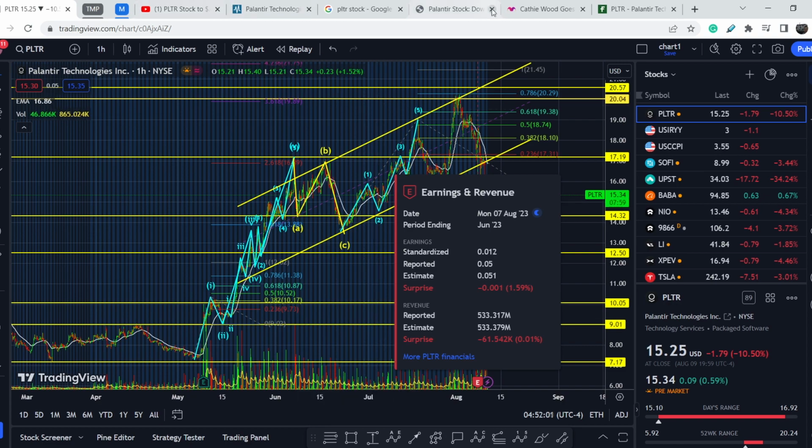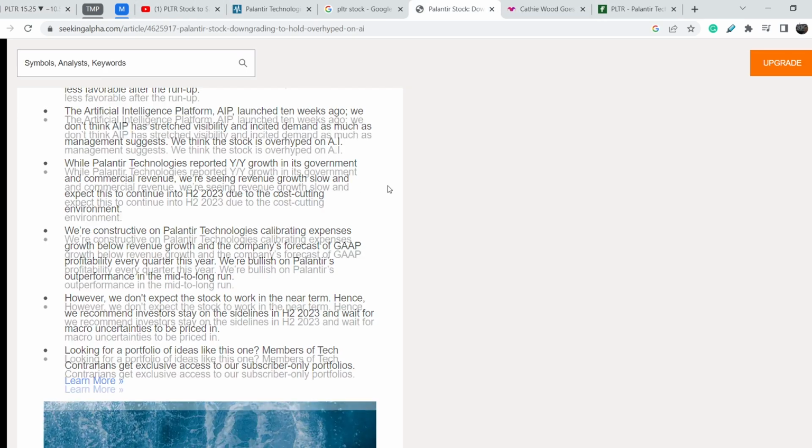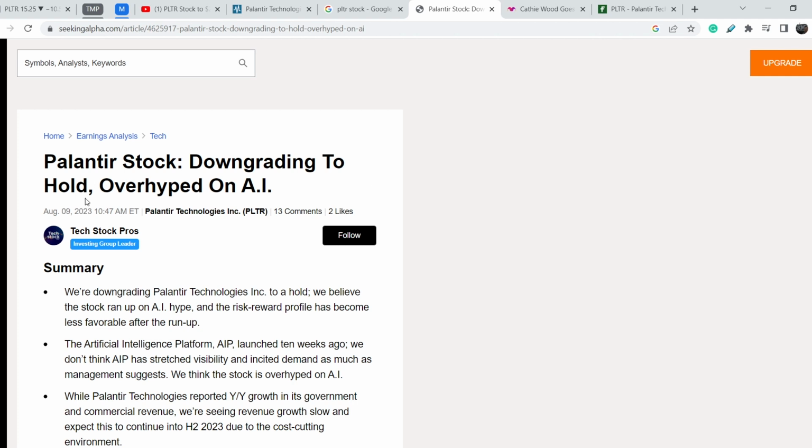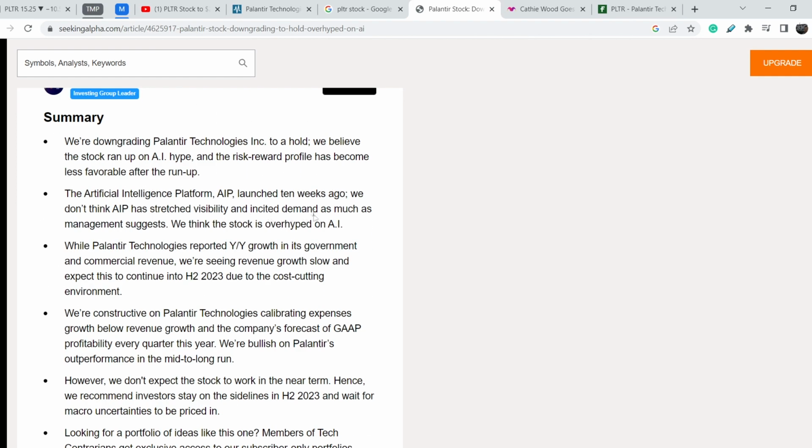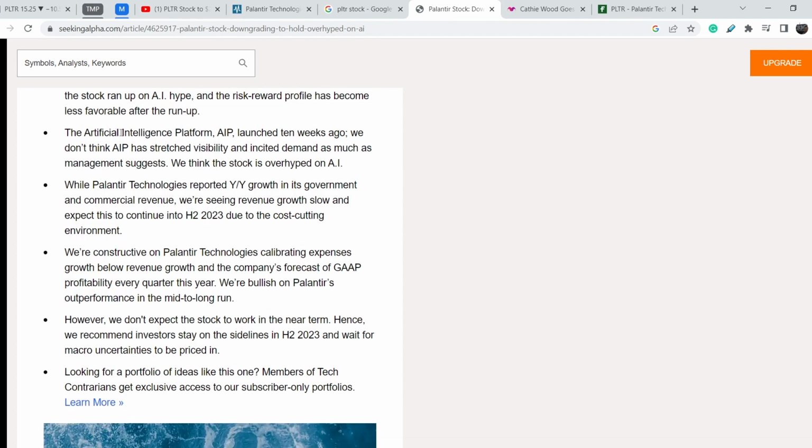Let me show you another news right here on Seeking Alpha. You can find this article that was published just yesterday, and it's titled "Palantir Stock Downgrading to Hold, Overhyped on AI." Let me go to just this summary. We are downgrading Palantir Technologies to a hold. We believe the stock ran up on AI hype, and the risk to reward profile has become less favorable after the run-up. The artificial intelligence platform AIP launched 10 weeks ago. We don't think AIP has stretched visibility and incited demand as much as management suggests. We think the stock is overhyped on AI.